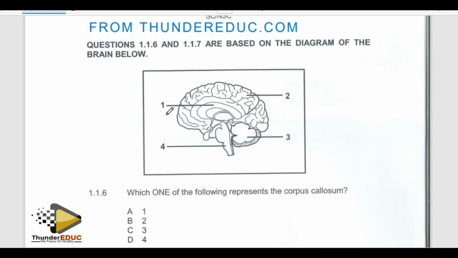All right, number 1. What is number 1? Number 1 is corpus callosum. Number 2 is cerebrum. Number 3 is cerebellum. Number 4 is the medulla oblongata. Don't forget that. I always tell my students that this first swelling is not medulla oblongata. It's called the pons, but you don't usually ask it. The second swelling is called the medulla oblongata. You must always know the functions of each.